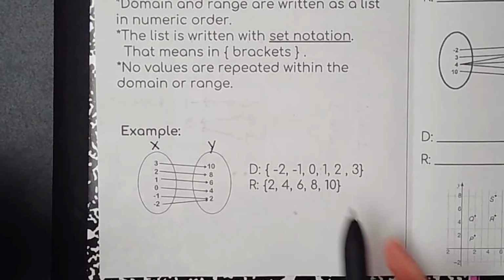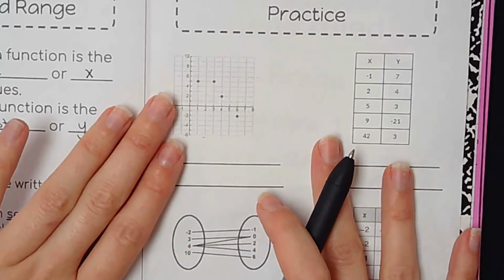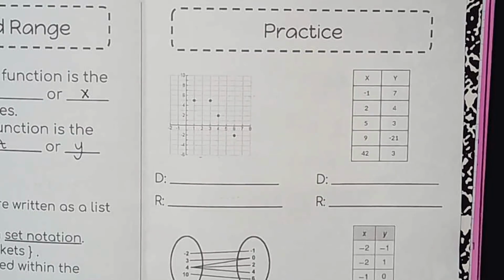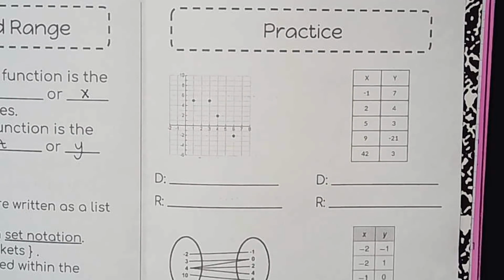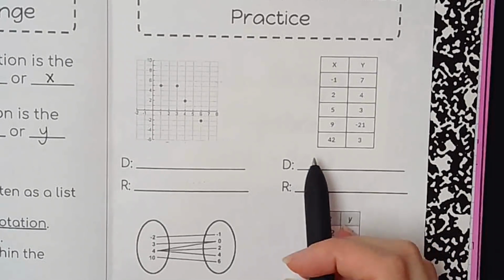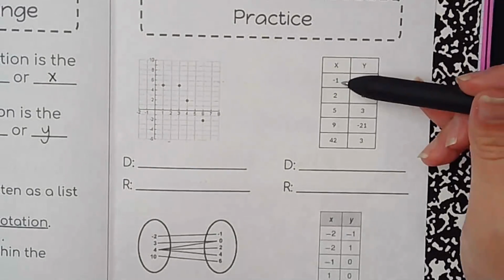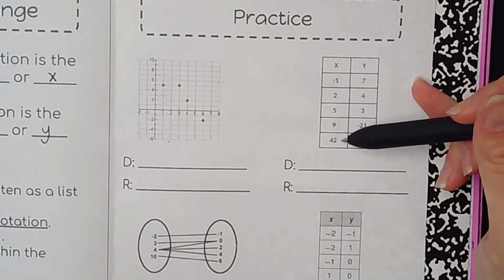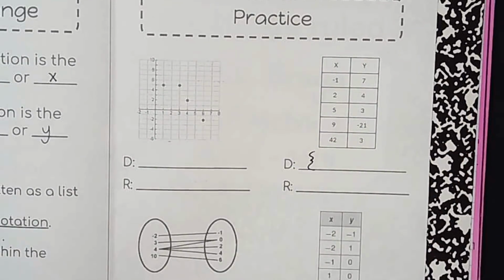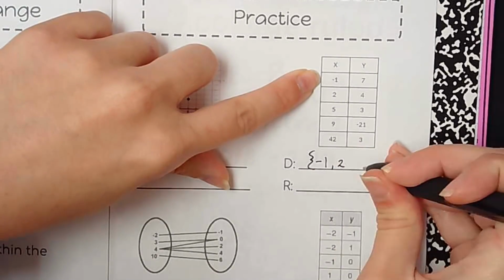This next page is a page for you to practice. And this is practice for domain and range. So let's do one of these together. Let's do this table right here. So my domain is all of my x values. So if I look at all of my x values, I don't have any that repeat here, so I can just write these in order from smallest to largest. And in this case, they're already in order from smallest to largest. So I just have to list them.